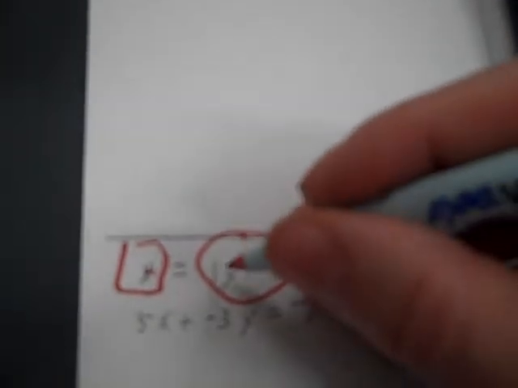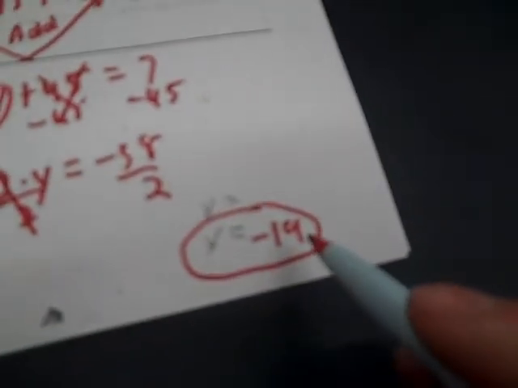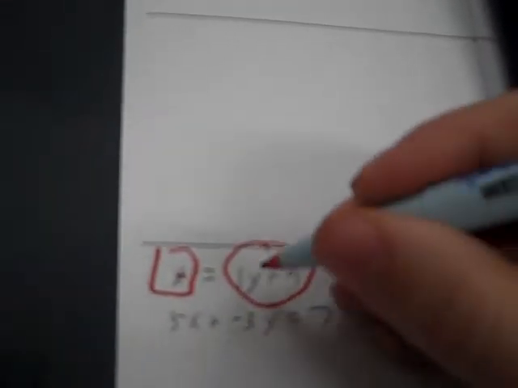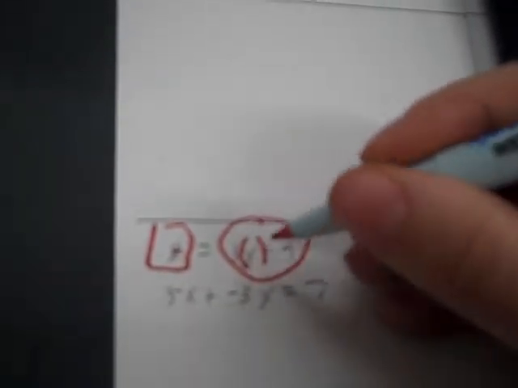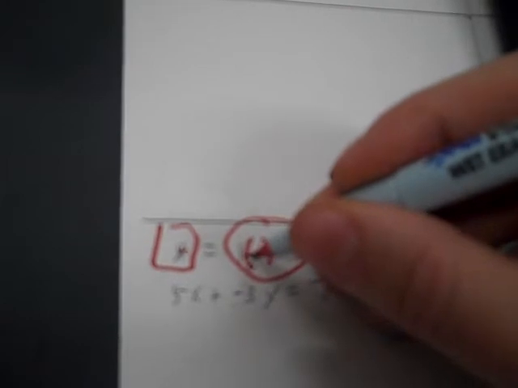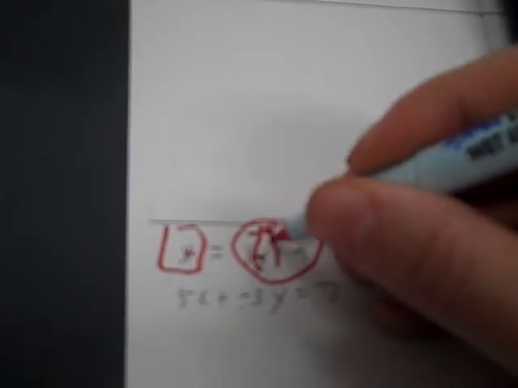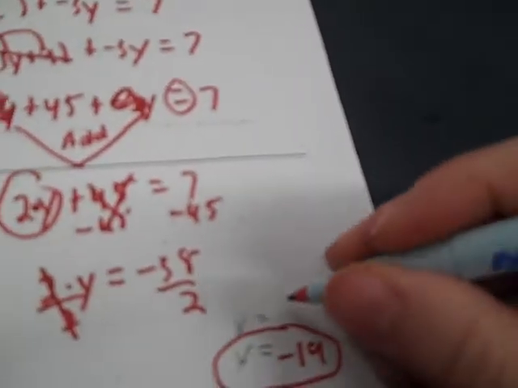Okay, now I use the base equation. I go in my circle, x equals 1 times y plus 9. Well, if I know y is negative 19, we can parenthesize that and replace it with negative 19. So I go 1 parentheses negative 19 and add 9. That gives me negative 10.